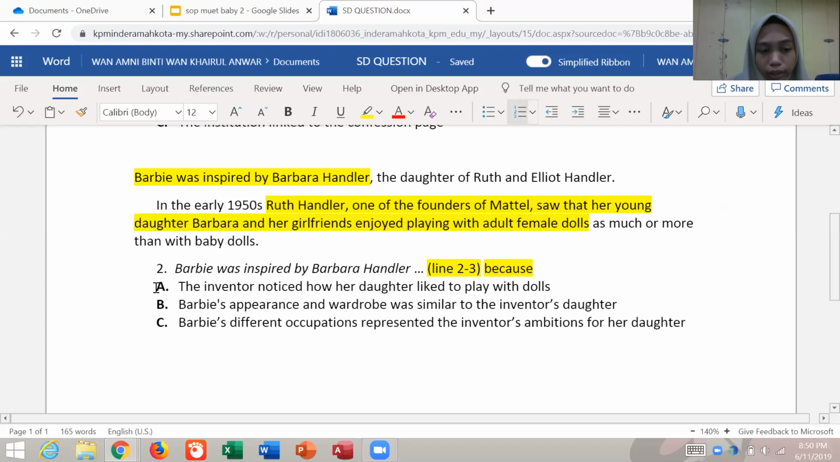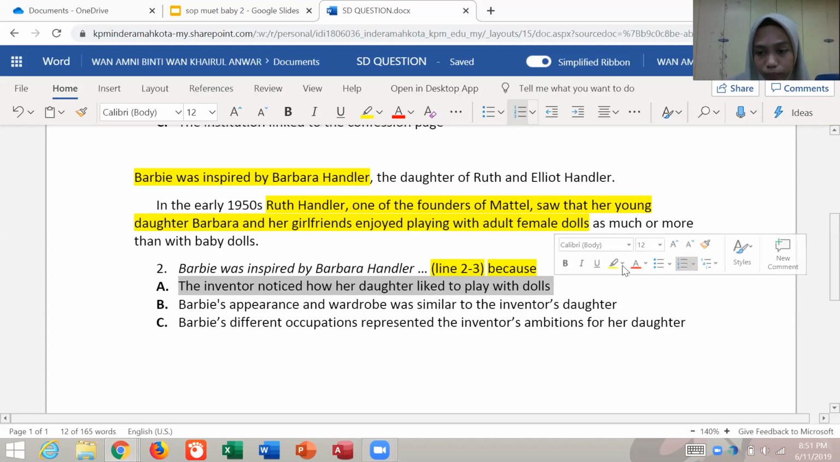Next, we look at the answers given, which is A, the inventor noticed how her daughter liked to play with dolls, and B, Barbie's appearance and wardrobe was similar to the inventor's daughter, and C, Barbie's different occupations represented the inventor's ambition for her daughter. We can see that it matches with the A answer, because for the B and C answers we cannot see it in the passage. So the answer is A, the inventor noticed how her daughter liked to play with dolls.